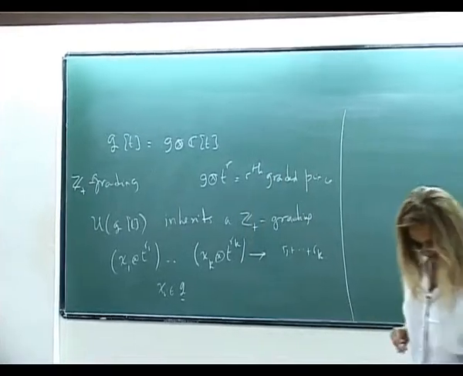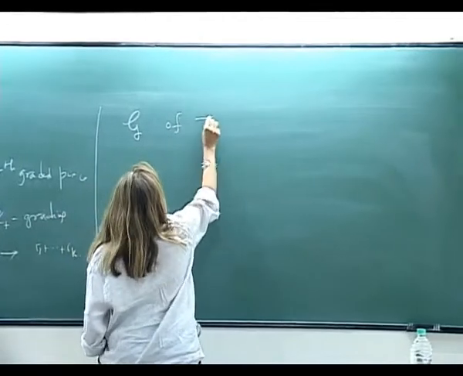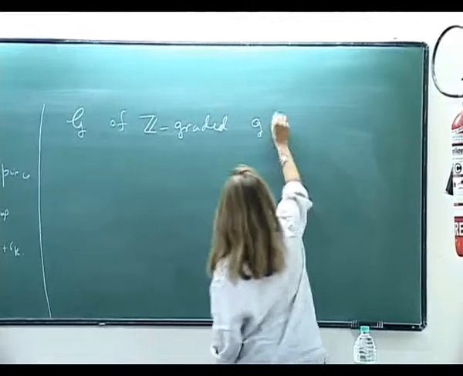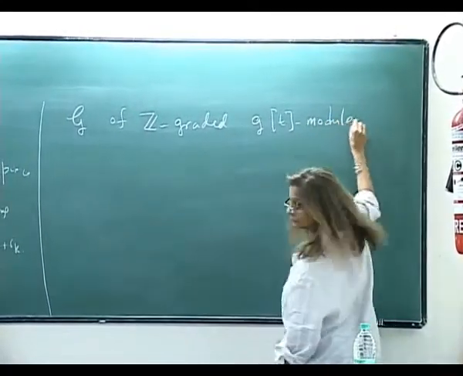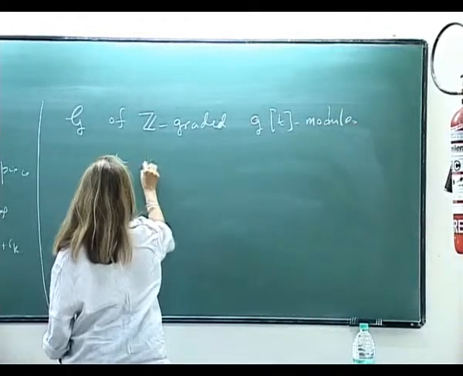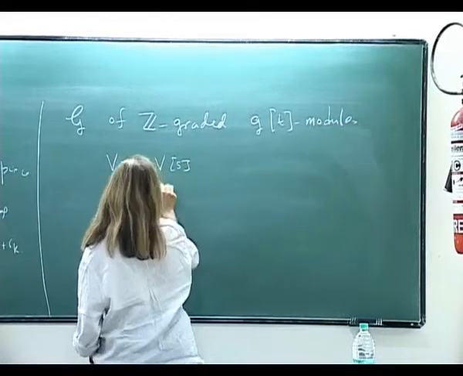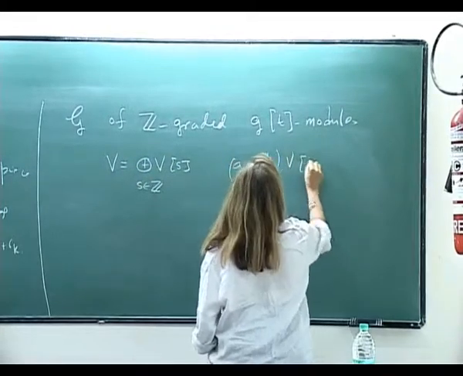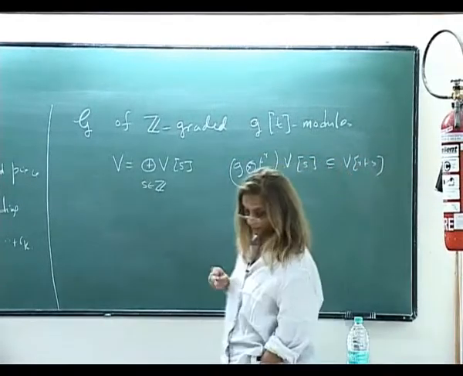Okay, so then we were interested in the category G of Z-graded modules. And of course, the grading has to be compatible with the grading on G. So that means that V is equal to the direct sum of Vs and so on. And G tensor T power R Vs is contained in V_{r+s}. And we had degree 0 maps.